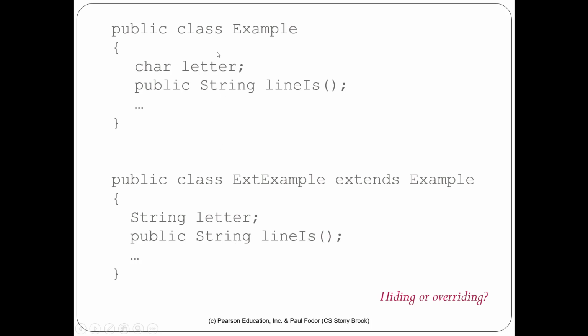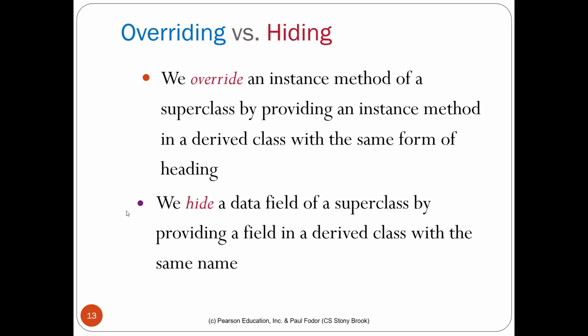Okay, the name matches. How about the method here? So the name of the method is same, lineIs. The return type is also same, which is string, and this is not static. All right, so this is an example of overriding. So in this example, we have one instance of hiding, which is at the level of the data member, and the other instance of overriding, which is happening at the level of the instance method. Okay, good. So now you have another example.